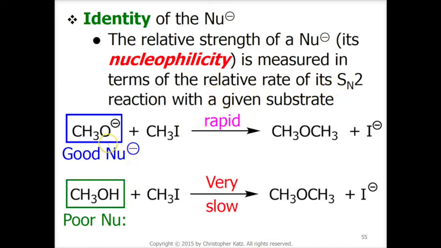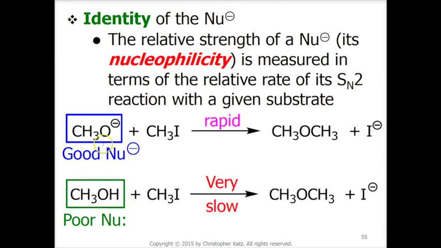So here, this methoxy, treated with methyl iodide, will give you the rapid formation of this methyl ether. If you have methanol, which is just like the conjugate acid version of this, under the same exact reaction it will give you the same exact product, except it'll be very slow, right? Because it is a poor nucleophile. It is not nucleophilic enough.